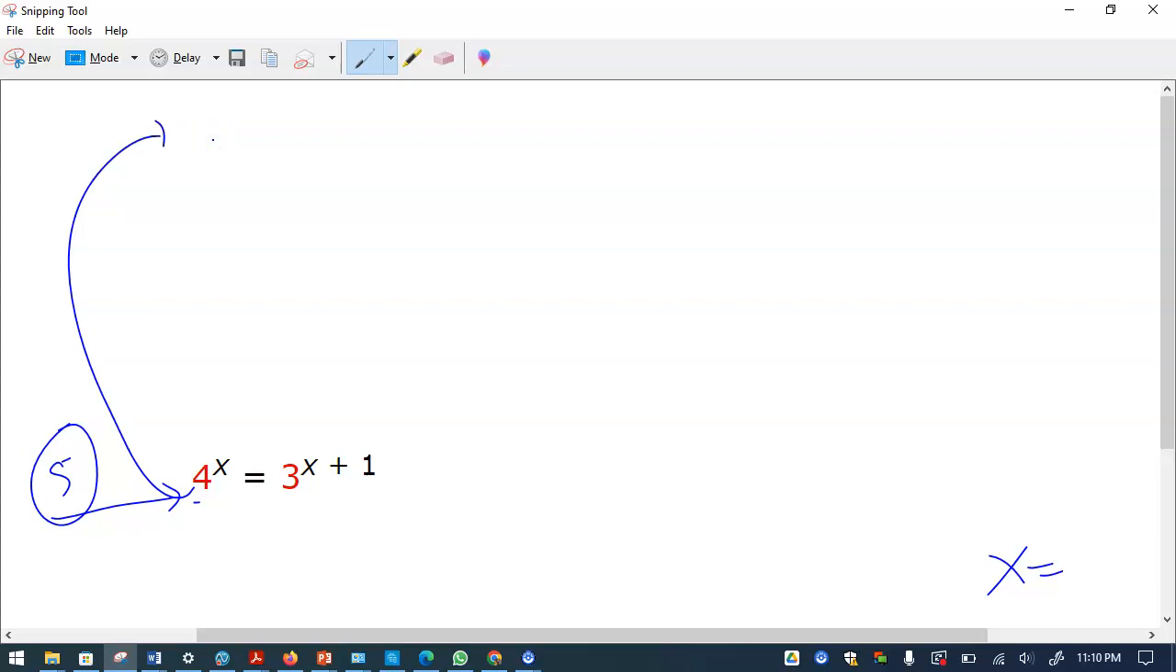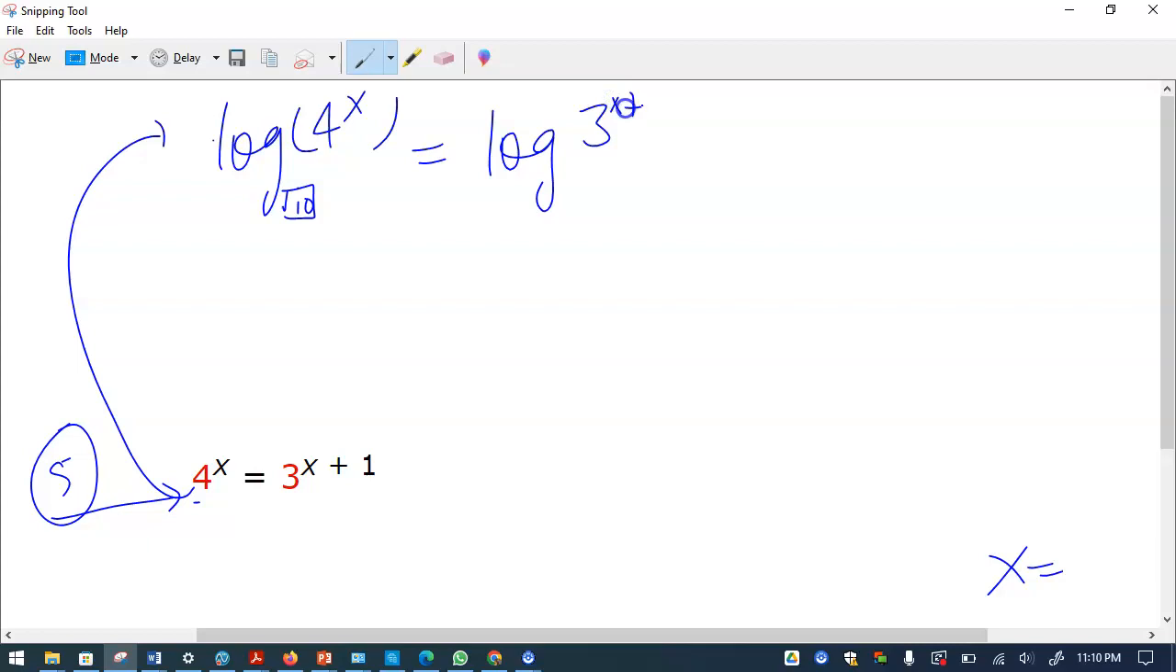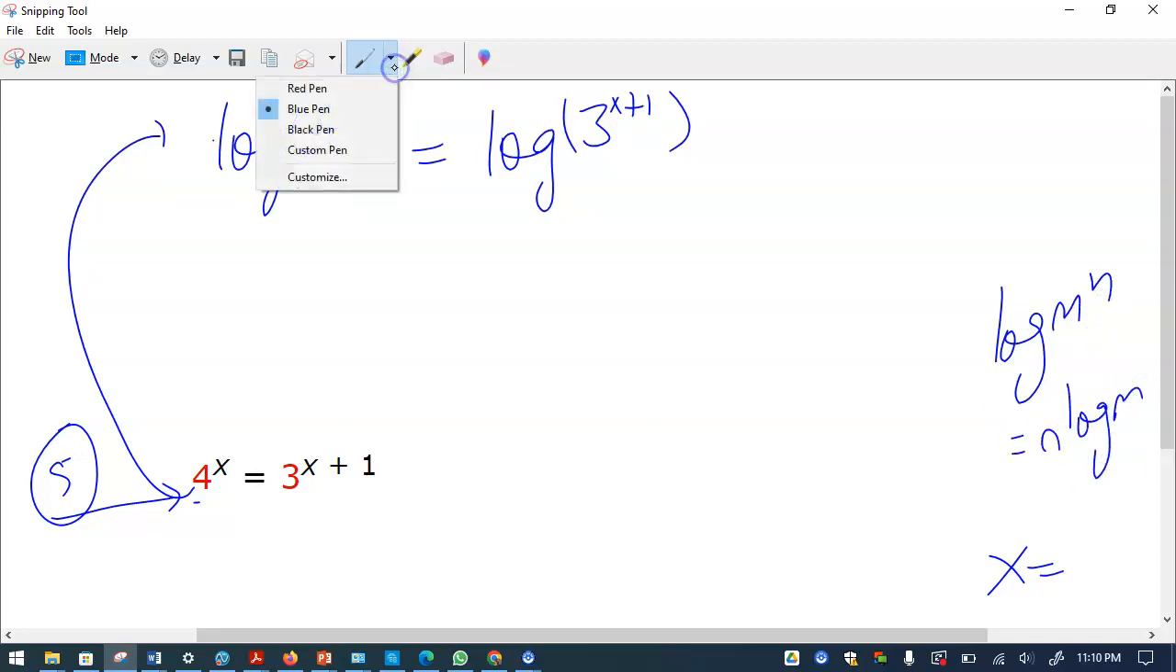So we'll take the logarithm for the left side, and I'm not writing anything here, assuming it is a base 10, so I don't have to write that. And on the right side, as I said, if it is log to the base 10, you don't have to write it. Now use the laws, like log of m raised to n is n times log of m. So this x will get multiplied right here, and this x plus 1 will get multiplied here.